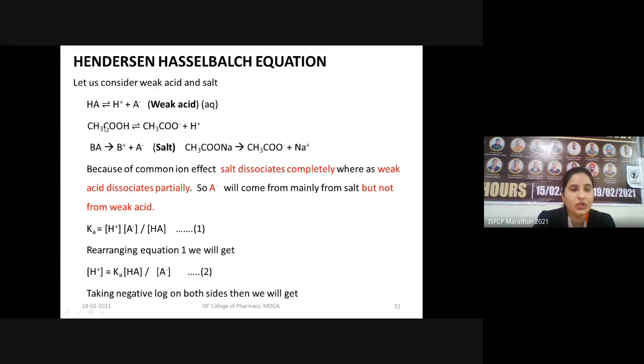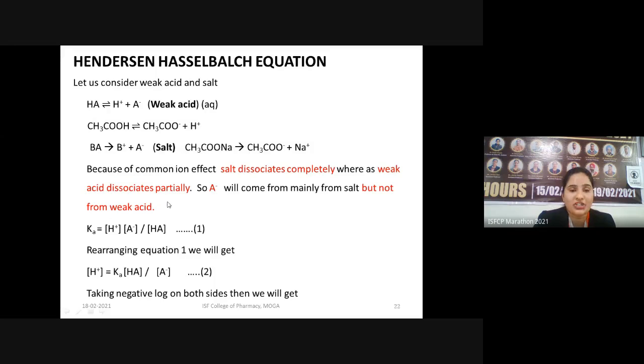Both the components release acetate ions, because both acetic acid as well as sodium acetate are releasing acetate ion, which is common in both the equations. So here the common ion effect will take place. Because of the common ion effect, salt dissociates completely, whereas the weak acid dissociates partially.